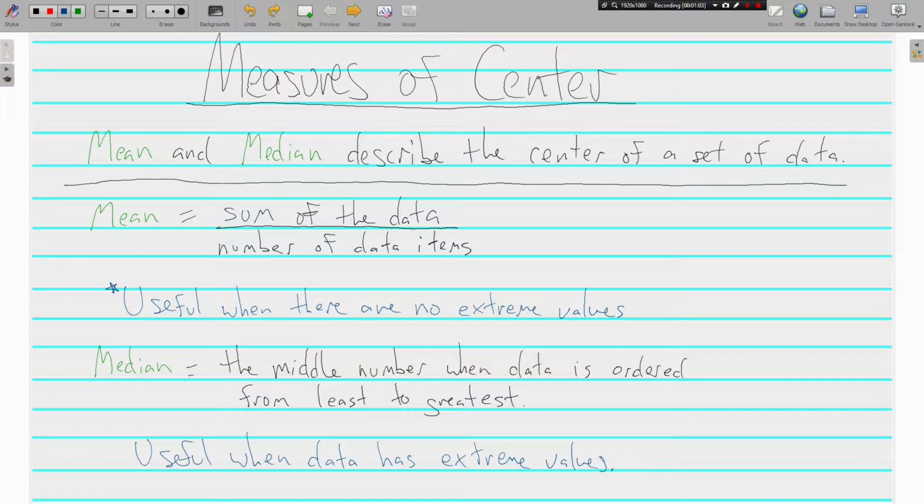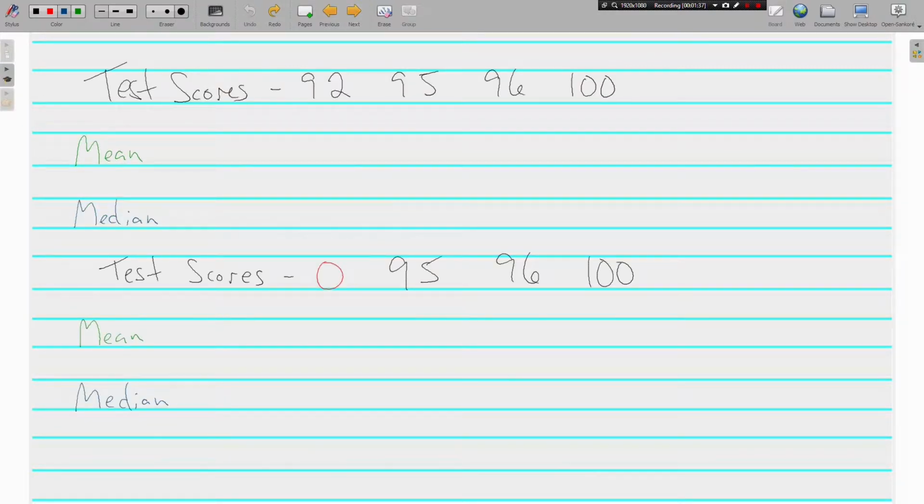If there are no outliers, your mean is going to give you a better description of what the center of the data actually is. The median, on the other hand, is the middle number when the data has been ordered from least to greatest. This gives us a better representation of the middle when there are extreme values, when there are those outliers in the data. On the next screen, I want to talk about those extreme values, those outliers.